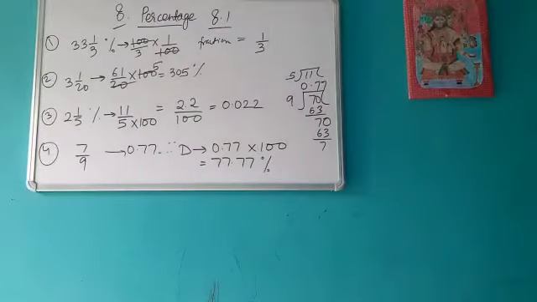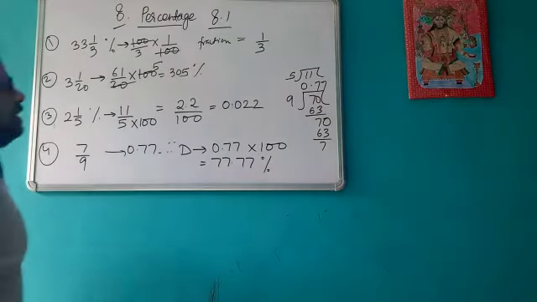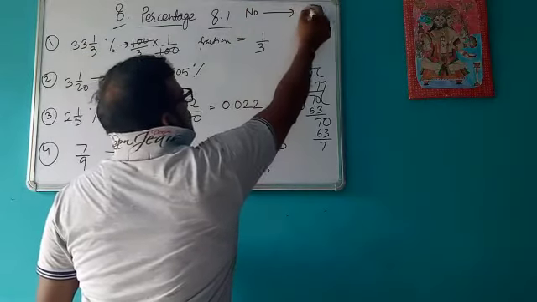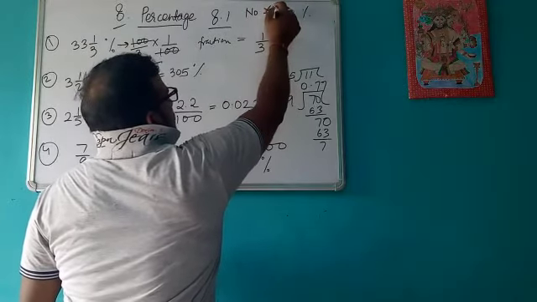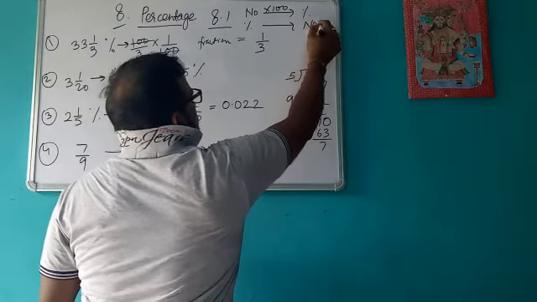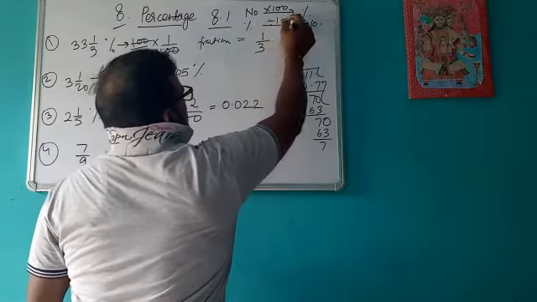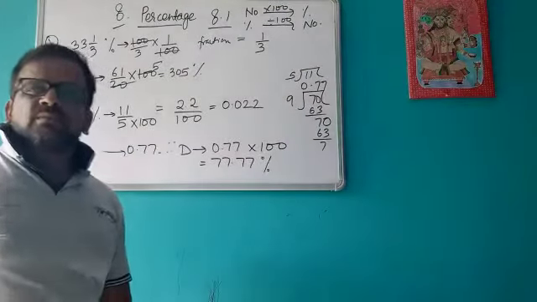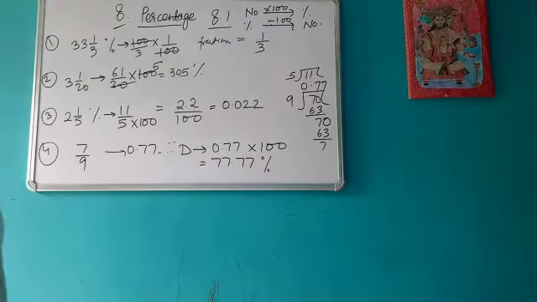So this is the procedure by which you can convert. Again I am writing: number to percentage, we will multiply by 100, and percentage to any number, whatever number you want, we will divide by 100. A number may be a fraction, a number may be a decimal, a number may be a ratio. So this is how you can do the following conversions.